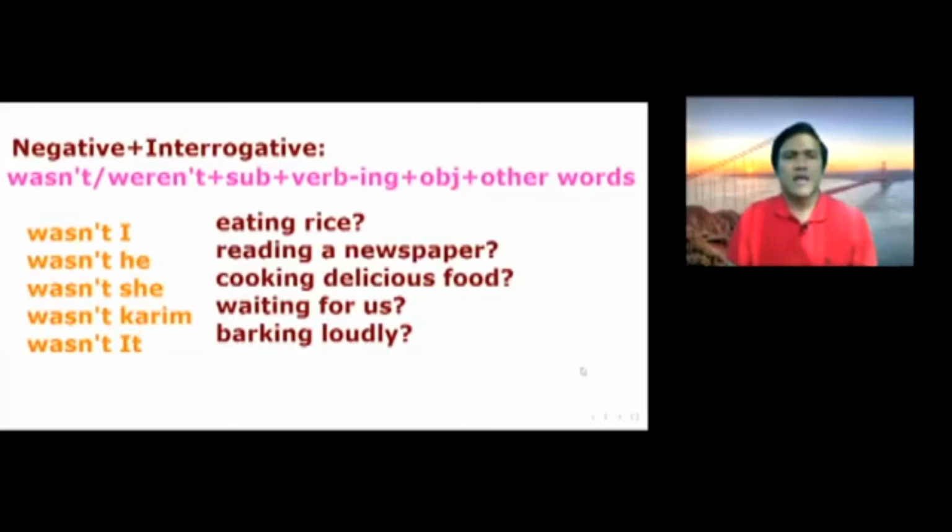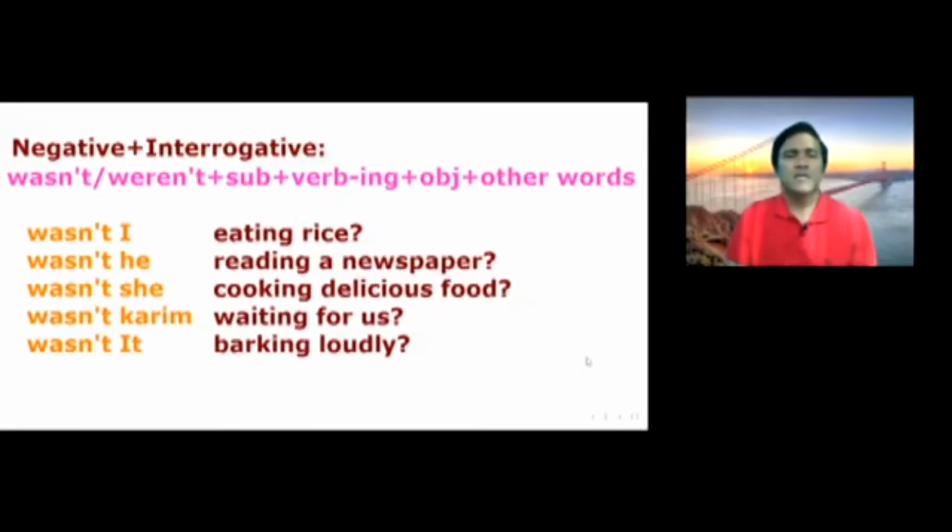Like, wasn't I eating rice? Wasn't he reading a newspaper? Wasn't she cooking delicious food? Wasn't Karim waiting for us? Wasn't it barking loudly?